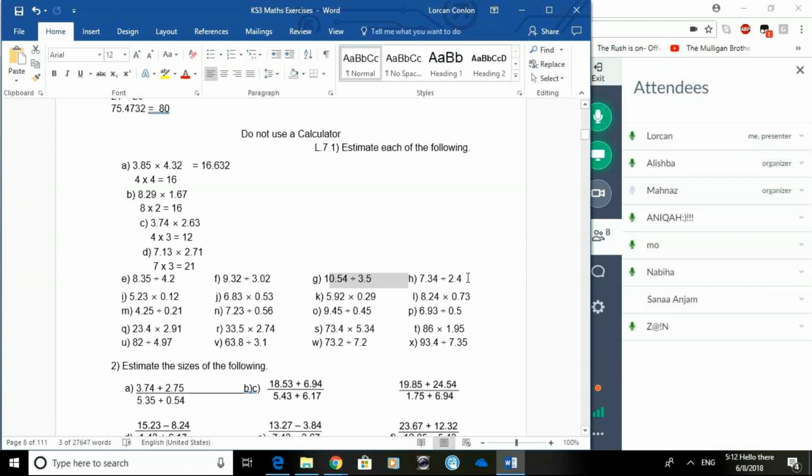Mo, can you hear me? Yeah. Yeah, okay. Sorry, what? Can you hear me? Yeah, I can hear you, yeah. So what did you get when you rounded this? I got 11. 11, yep, exactly.